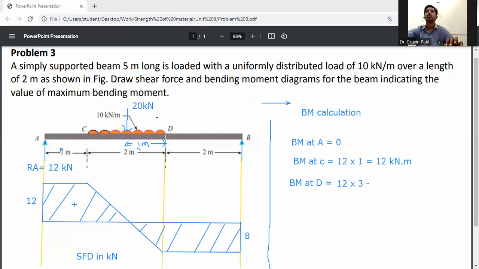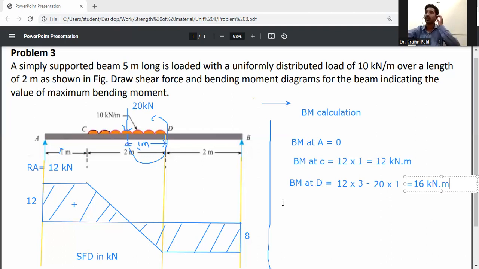Why will it be minus? Because about D, this load is rotating in the anti-clockwise direction. So that's why it will be minus 20 into the perpendicular distance, which is 1. So how much is BM at D? 12 into 3 minus 20 into 1, it will be 16 kilonewton meter.